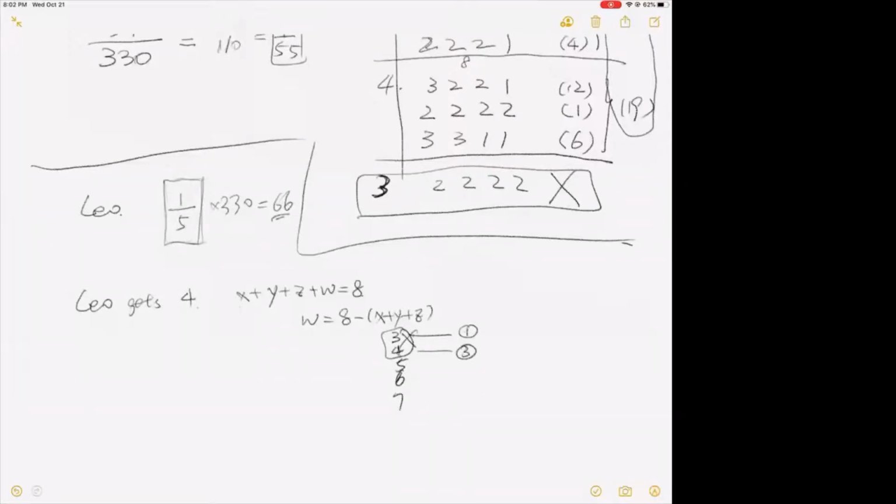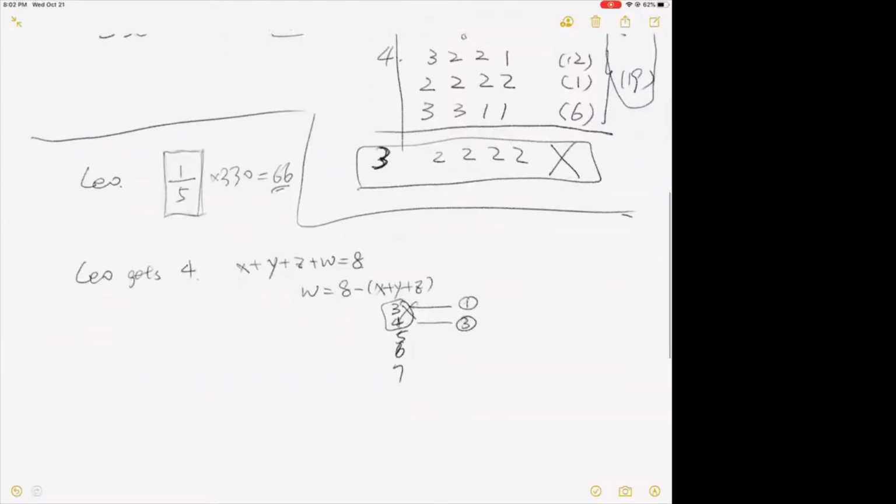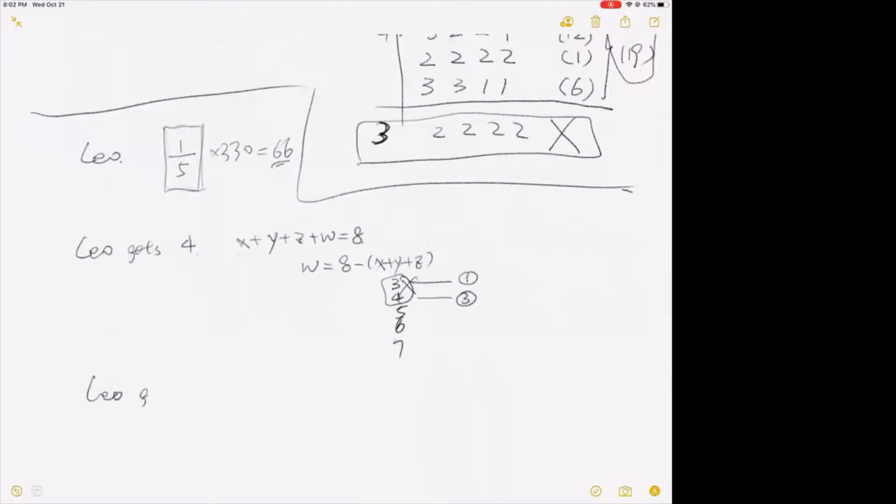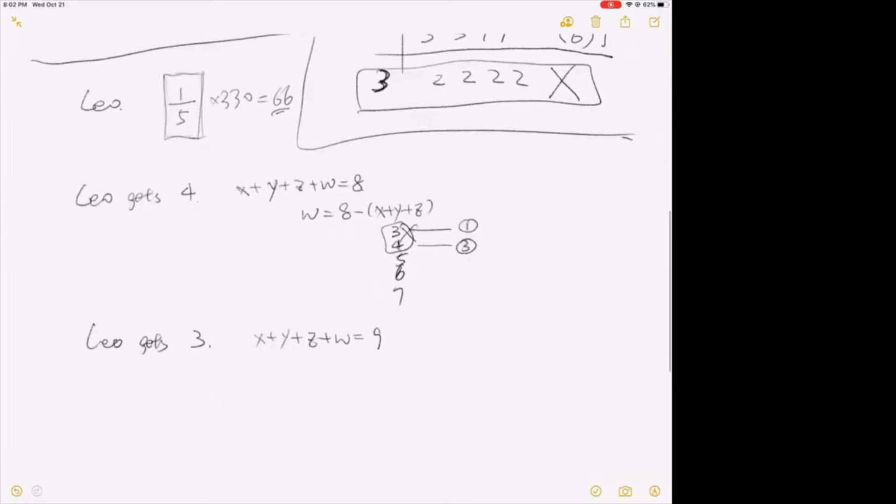Okay. And then we have to see Leo gets 3, 2, and 1. Okay, so Leo gets 3. x plus y plus z plus w equals 9. Keep going. So w equals 8 minus x plus y plus z. 8? 9, right? I mean 9, yeah.